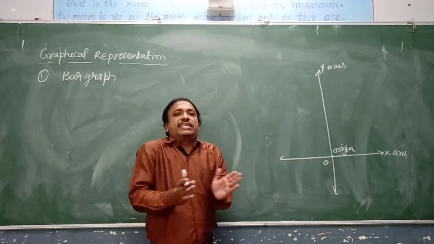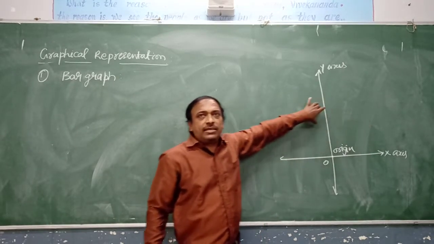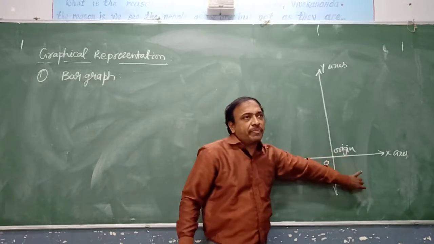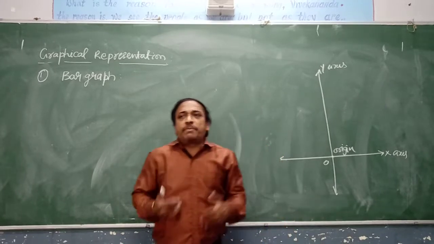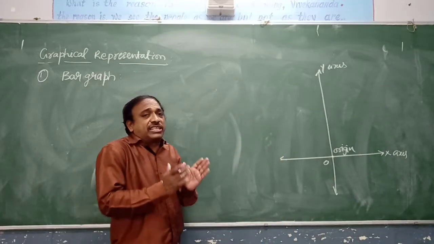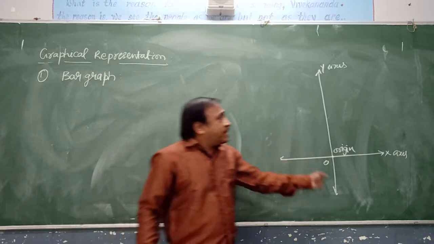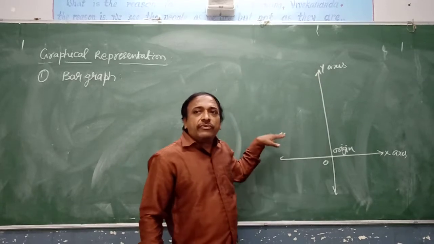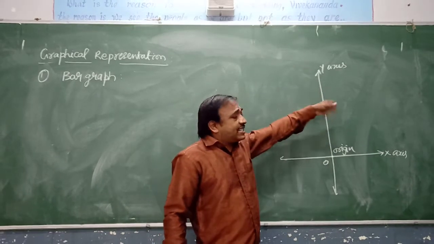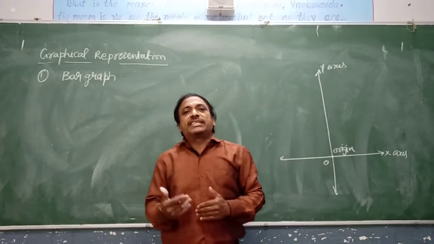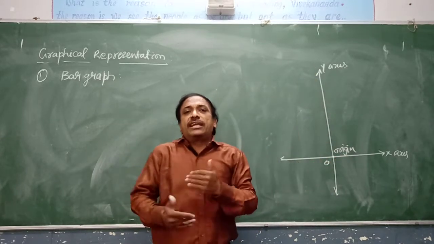The plain paper is divided into 4 parts, which are called quadrants: quadrant 1, quadrant 2, quadrant 3 and quadrant 4. This horizontal line is the x-axis and the vertical line is the y-axis. While representing the given information, here we are using rectangular bars. Rectangular bars can be represented along the y-axis or sometimes along the x-axis. Most of the time we represent the rectangular bars along the y-axis, so that the picture gives a nice look.